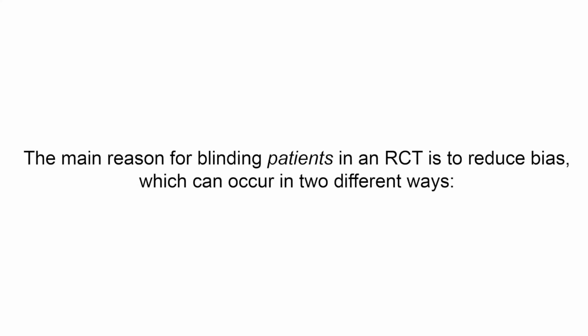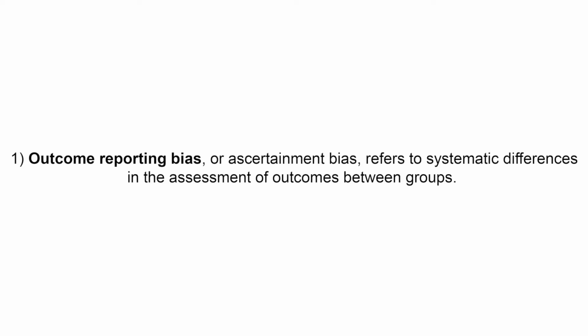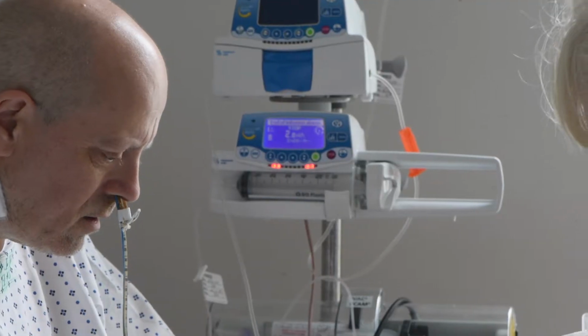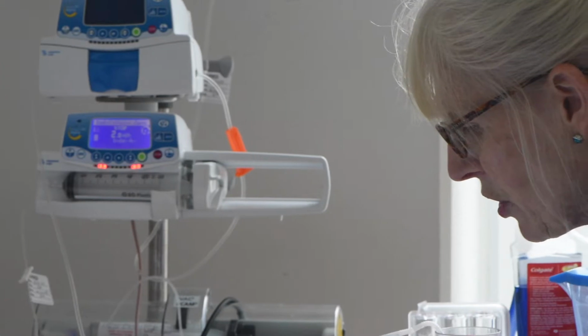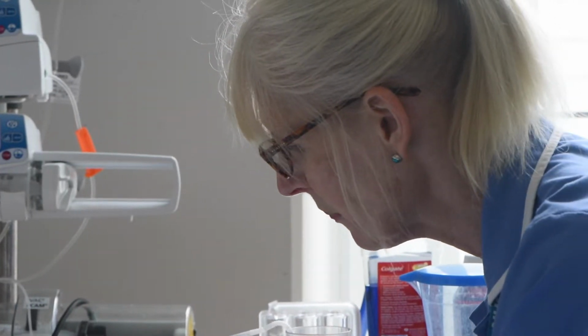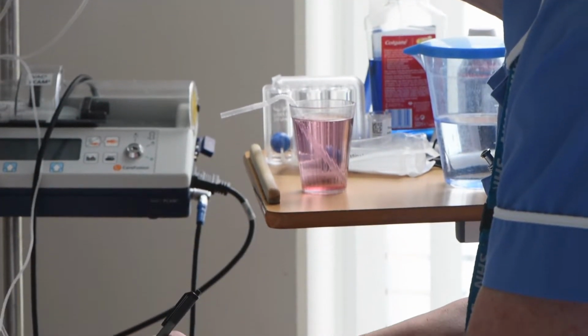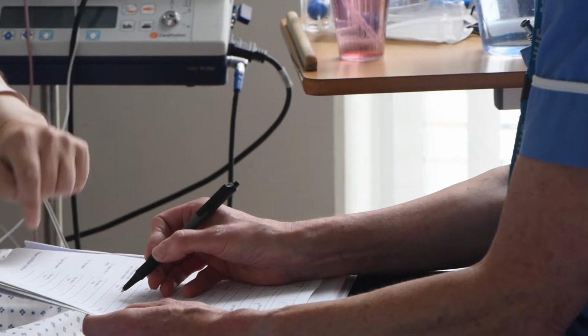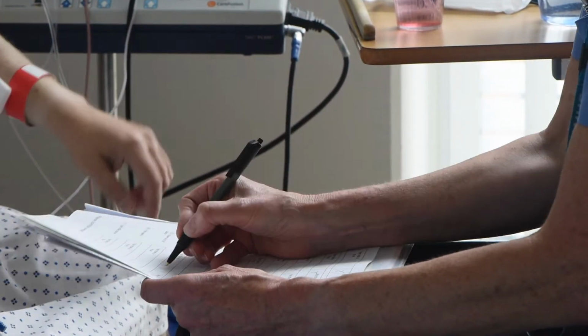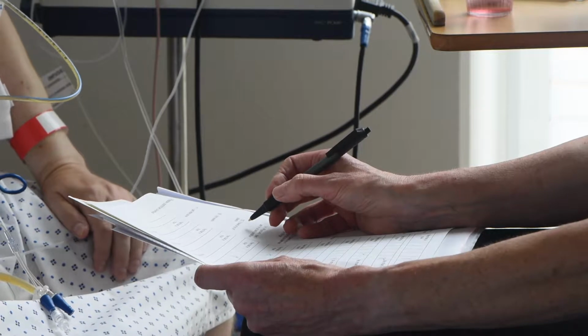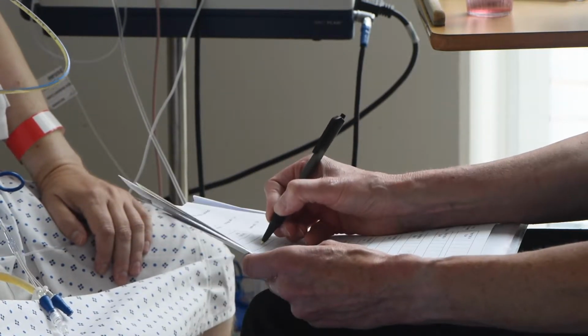The main reason for blinding patients in a randomized controlled trial is to reduce bias, which can occur in two different ways. Outcome reporting bias, or ascertainment bias, refers to systematic differences in the assessment of outcomes between groups. It can occur if the person measuring the outcome knows which intervention the patient has received, and this influences them, either consciously or unconsciously. Most outcomes, such as clinical adverse events, are measured by an observer, such as a research nurse. For these outcomes, the observer would need to be blinded to reduce outcome reporting bias.